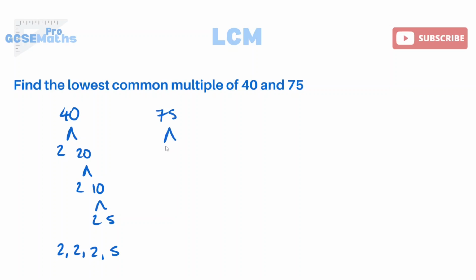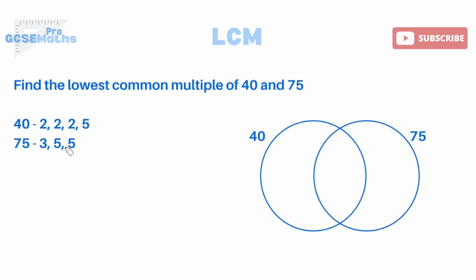75 is obviously not an even number, so I can't start with 2, but I'm going to start with 5 because I know it ends in a 5. 5 and 15, 5 and 3. So I've got 3 and then 2 5s. Okay, as you can see, I've got that listed here.